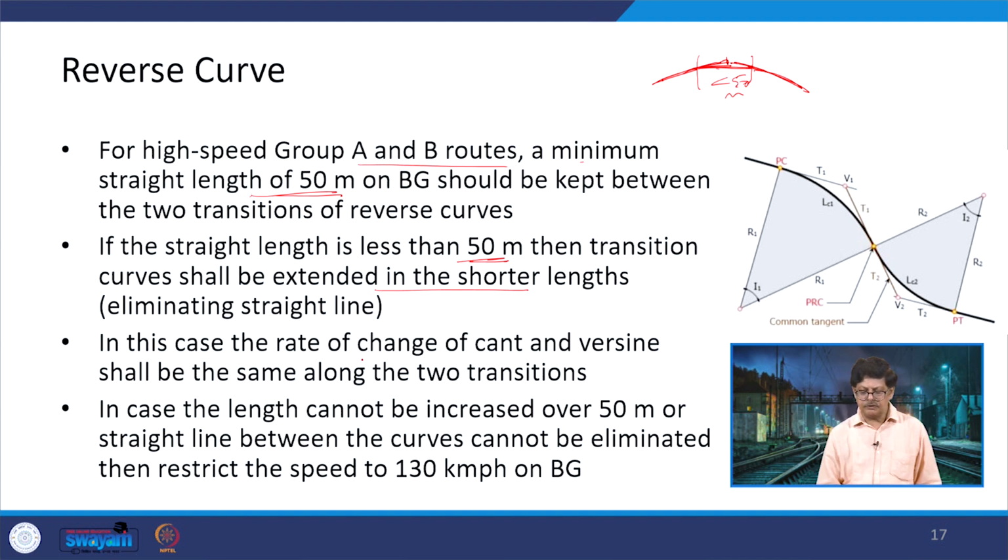In this case, the rate of change of cant and the versine will be the same along the two transitions. If the length cannot be increased over 50 meters or the straight line between the curves cannot be eliminated, then the speeds have to be restricted here to 130 kilometers per hour.